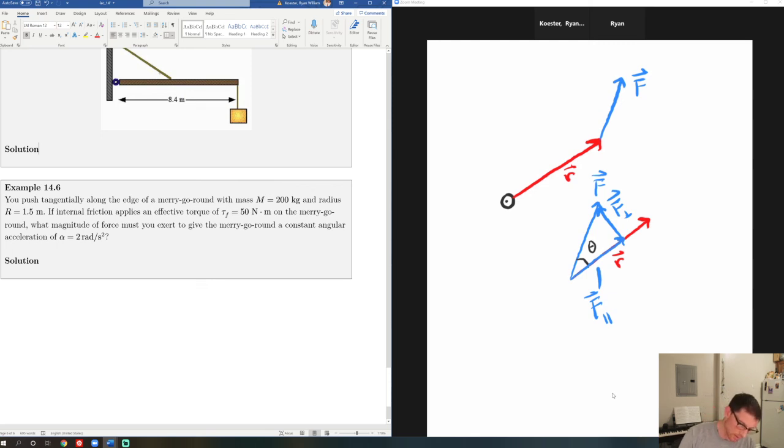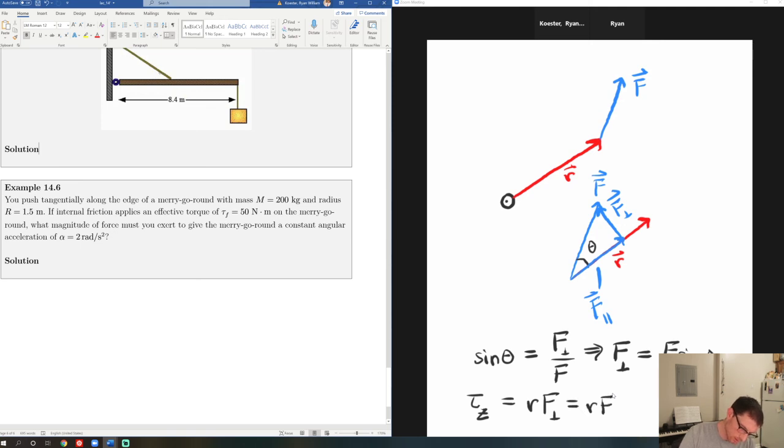And so now, in this example, if we were to write sine theta, this is going to be opposite over hypotenuse, right? So now it's F perpendicular over F, which implies that F perpendicular is just F sine theta. And in this case, the torque is r F perpendicular, which is r F sine theta.